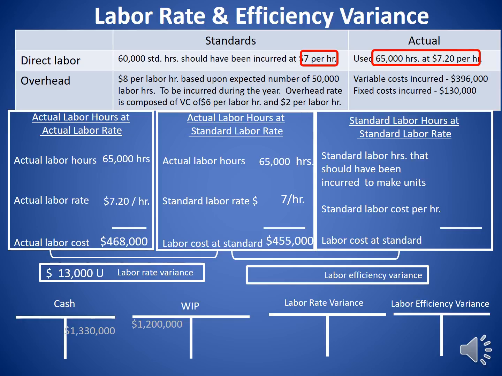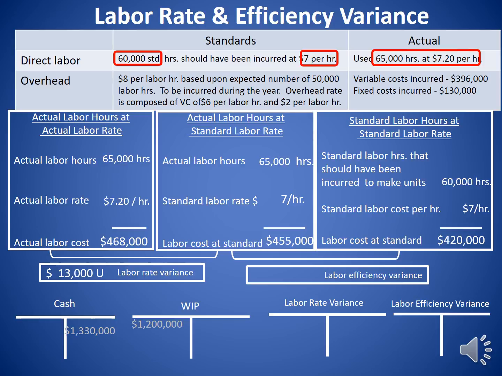Okay, now what we want to do is take the actual hours that we calculated at our standard labor rate, and compare that to the standard hours that it should have taken to complete the units in production. In this case, our standard said that we should have taken 60,000 standard hours. So the standard labor hours that should have been incurred to make the units was 60,000 hours. We multiply that times our standard labor cost per hour, which comes up to $7 an hour.